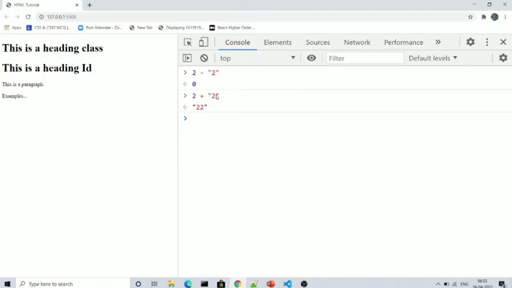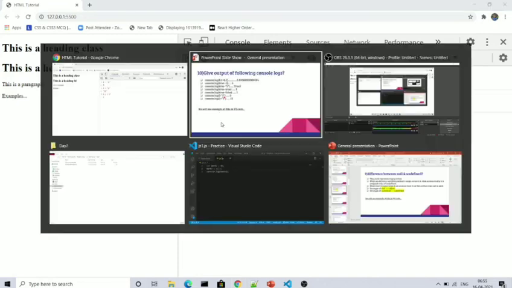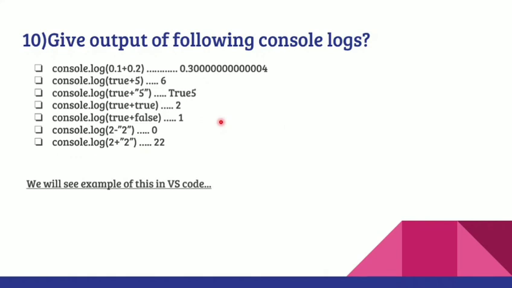Okay, now suppose I want to make it 4. How can we do it? Suppose one is a number, another is a string, and I want to make it 4. What can we do? Simply put one more plus before the number in the string. So this particular string number will now be converted into a number. So with this, this particular set of questions is now complete.